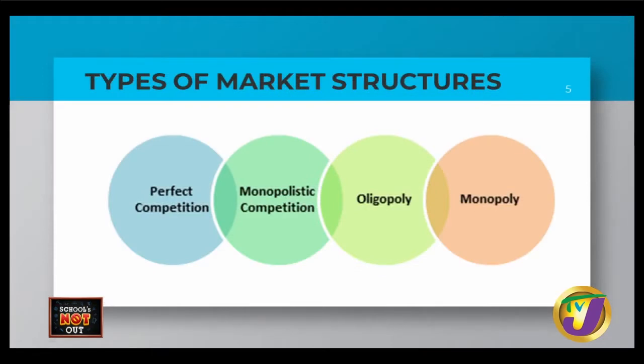There are four main types of market structures. They're listed here: perfect competition, monopolistic competition, oligopoly, and monopoly. So they are again perfect competition, monopolistic, oligopoly, and monopoly. So we're going to start with the first one, perfect competition.